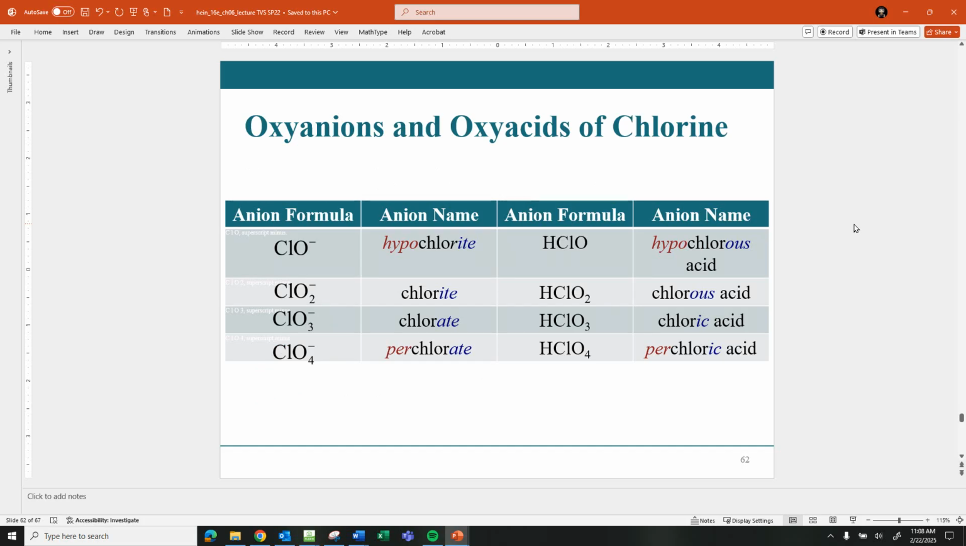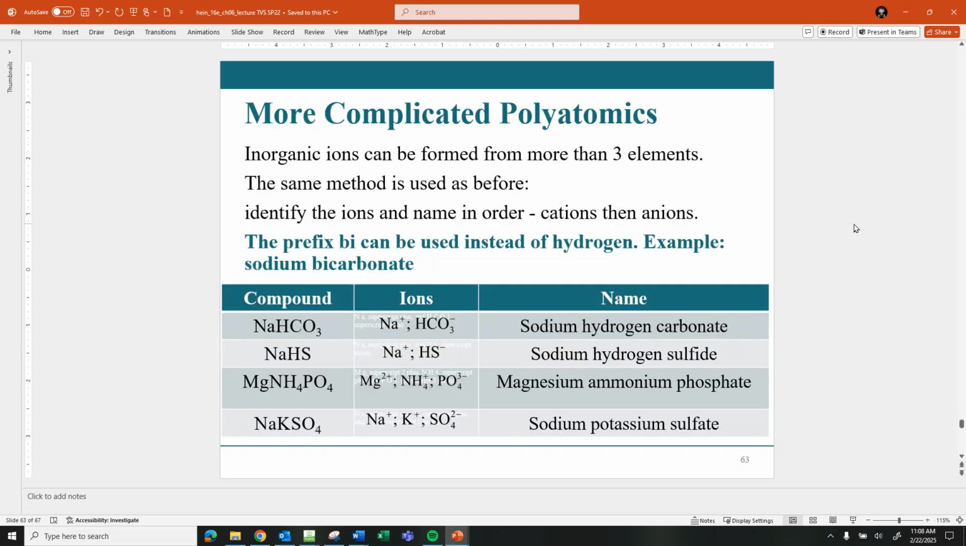So here's some common ones. And more complicated polyatomic ions are like sodium hydrogen carbonate. Well, it's also called sodium bicarbonate. So on your ion chart, just go by what HCO3 name is. If it says hydrogen carbonate, then you put that. If it's got bicarbonate, then you put that name.